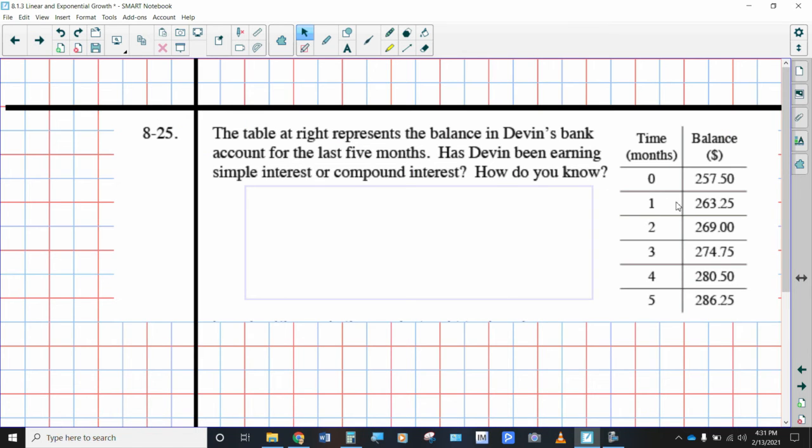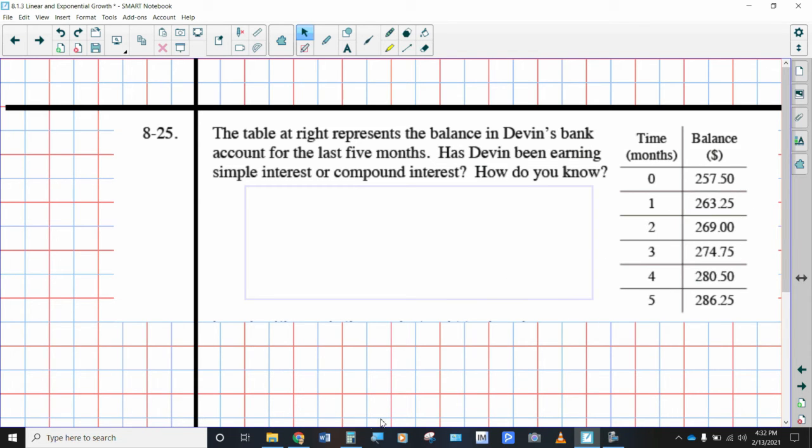Right, so the table at the right represents the balance of Devin's bank account for the last 5 months. Notice the time is in months, and the balance is shown at the right. Has Devin been earning simple interest or compound interest? Okay, there's one easy way to find out. Let's figure out the difference. How much did this grow by here and here and here? If it's growing by the same amount, it is simple interest. If the amount is growing over time, that implies exponential growth, and it would be compound interest.